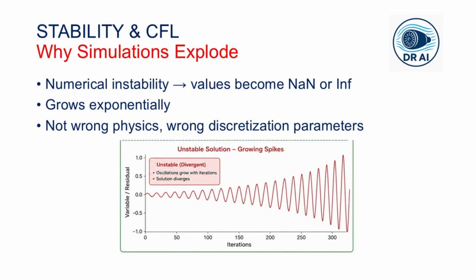Now moving on to the next part, which is about stability and the CFL condition. Have you ever run a CFD simulation and suddenly the temperature becomes NaN, not a number, or the velocity goes to infinity? The simulation exploded, which is often termed numerical instability. Instability does not mean your physics is wrong. It means your discretization scheme is unstable for the chosen time step and mesh size.